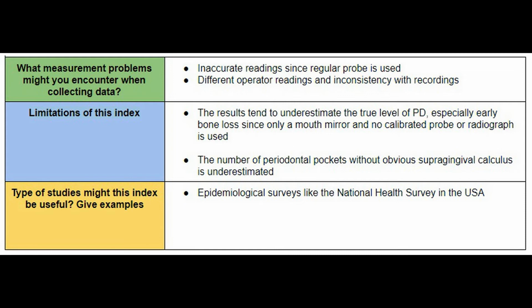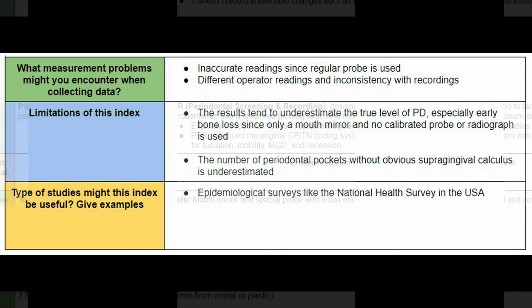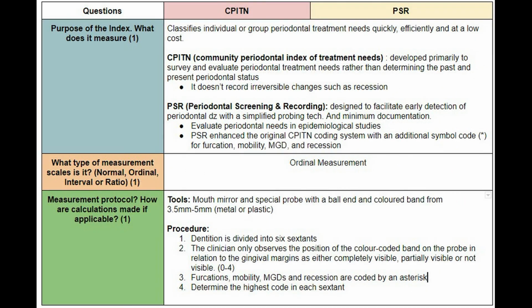Examples of studies that the periodontal indices can be used are epidemiological surveys, like the one in National Health Survey in the USA. Now, Kiana will explain the other two periodontal indices.